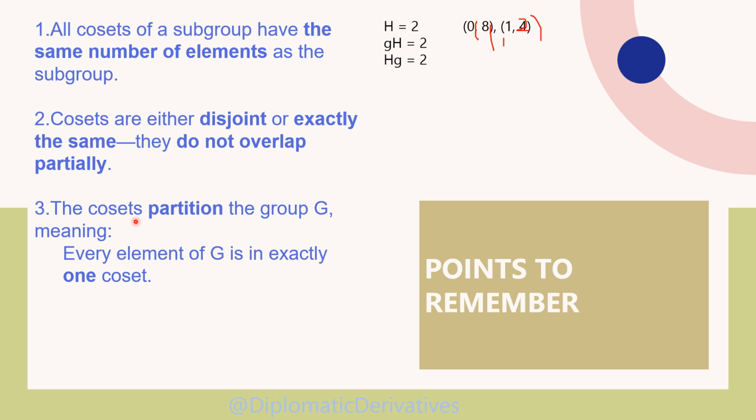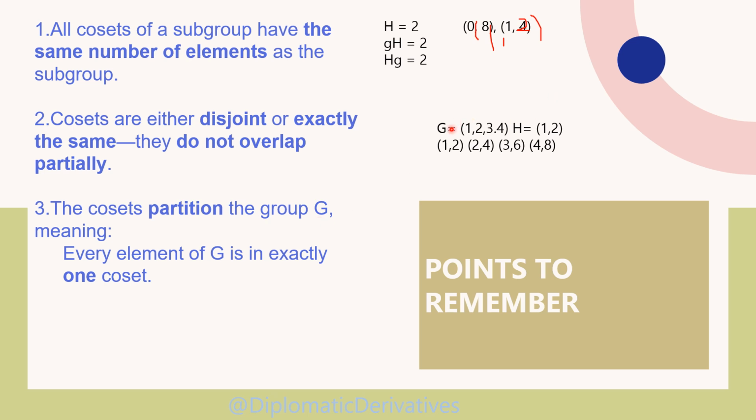Third point is the cosets partition the group G, meaning every element of G is in exactly one coset. So all the cosets of a group together have all the elements of the group, each in exactly one of the cosets. So you won't have any element of G that is not in a coset. There should not be any element of G left out. All elements must be inside the cosets.